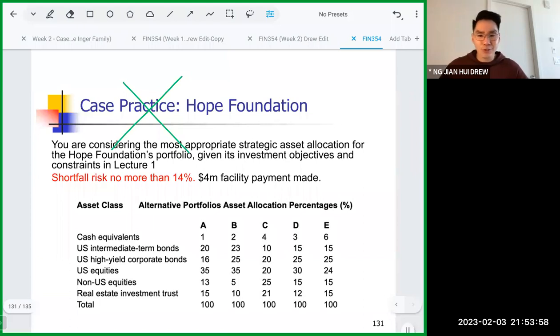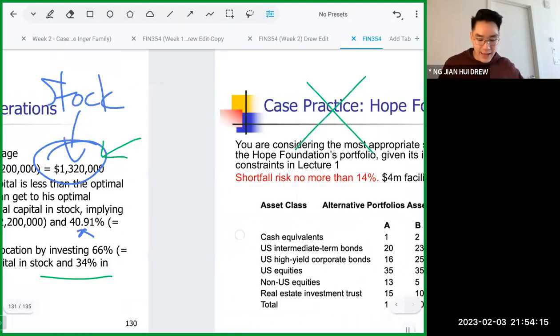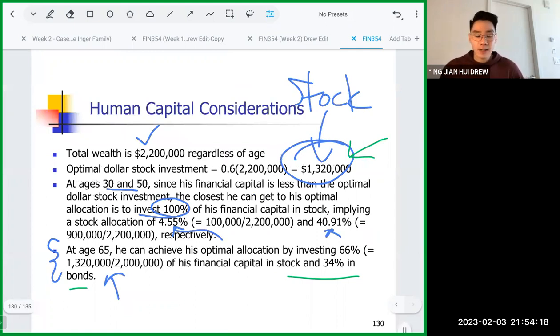I've uploaded the slides, I think, twice. If you're holding the older slides, it will include this whole case, but don't worry about it, just ignore it. If you downloaded the most recent one, it does not include this case. So we should not look at this case because it's a bit confusing. All right, so we end here on human capital.